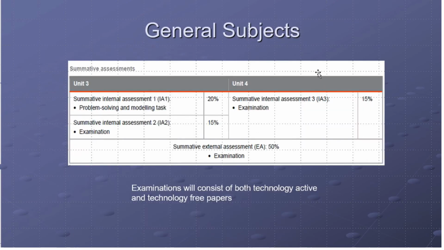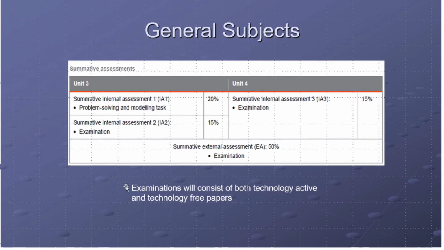Okay, all the general subjects will have these as requirements for Unit 3 and 4. You will have one modelling and problem solving task, and that comes from Unit 3 work, and that will be 20% of your marks. The other 30% is made up of 2 exams. One is an end of Unit 3 exam, which is worth 15%, and an end of Unit 4 exam, which is worth 15%. That leaves another 50%, and that all comes from an external examination that will be done in Term 4 of Year 12.